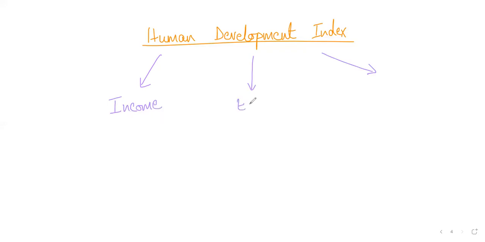The other thing that Human Development Index includes in its calculation is education. How educated and well educated are the citizens of the country. And the third is healthcare. How good are the healthcare facilities in that country? Now, these are the three bases on which a country is evaluated for HDI. So these are the three things on which HDI evaluates a country and then assigns a score. I'll tell you how that happens.